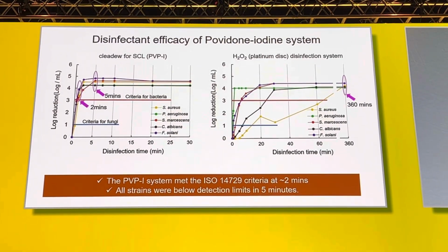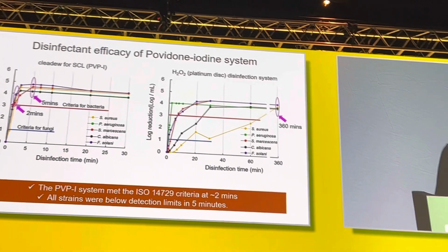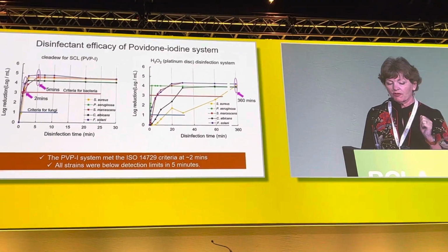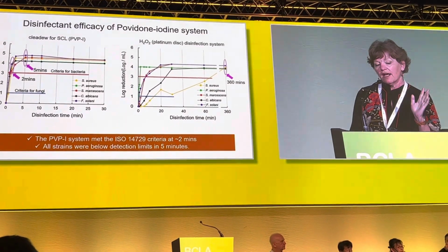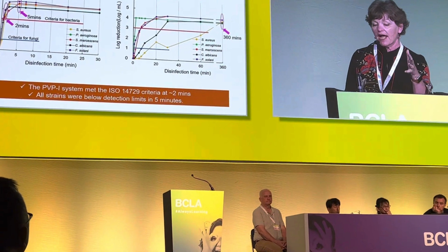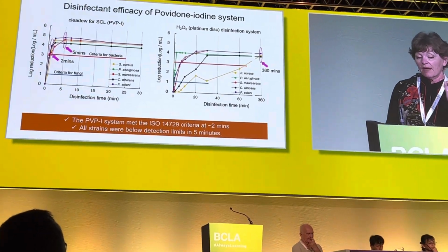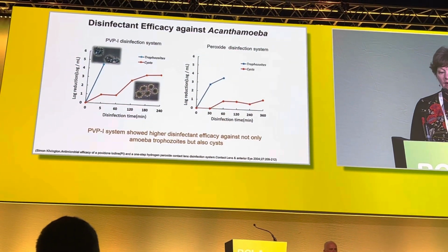Within 2 minutes, it meets the ISO standard for a disinfection system, and within 5 minutes, all strains are below the detection threshold. You can see on the right hand what would happen if you put this in a peroxide system that has a neutralizing disc. So not nearly as effective in terms of time for the bacterial and fungal species.